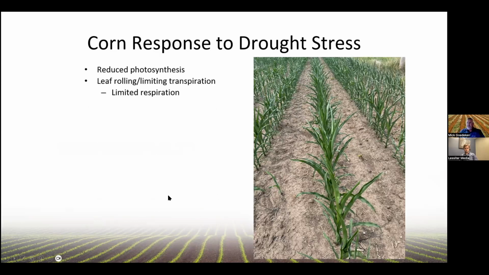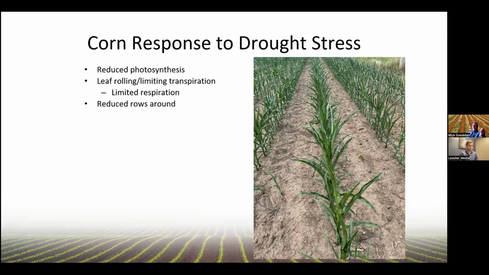Leaf rolling also limits transpiration. Well, if we limit transpiration, we reduce water loss, but we also limit respiration that's going on. So you think about this, and if we get into these hot nights in June, which we saw in May and June in Nebraska and in some of those areas, that corn can't respire at nighttime. It's not cooling off and it's not breathing overnight. It's not respiring during the day either because those leaves are staying rolled. So that can be another thing that affects yields.